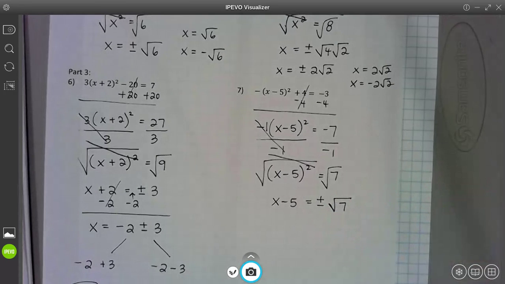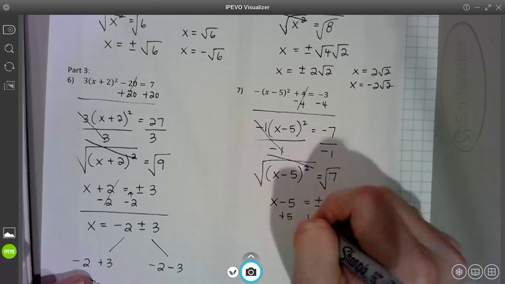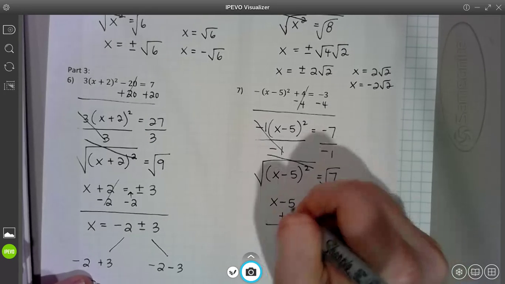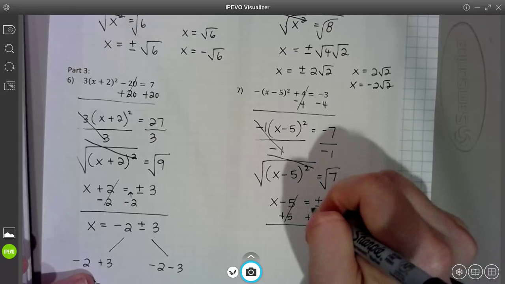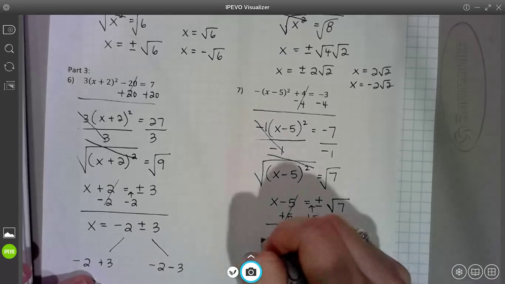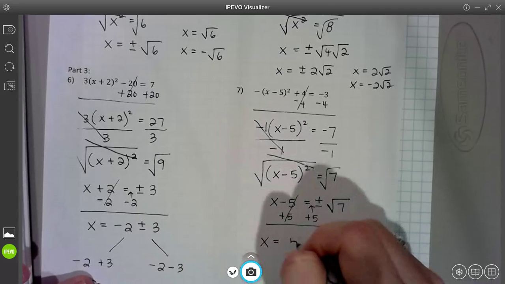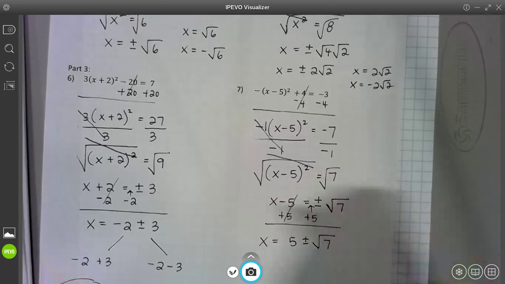All right, but again, we're not done. We still have to get x by itself. So let's add that 5 away. Same thing. I can't add 5 to that number. It's plus and minus square root of 7. So we're just going to shove it in front of that plus or minus sign. And you end up getting x equals +5 plus or minus the square root of 7.